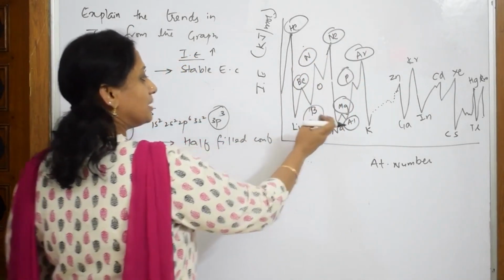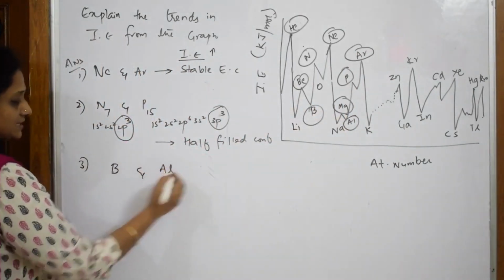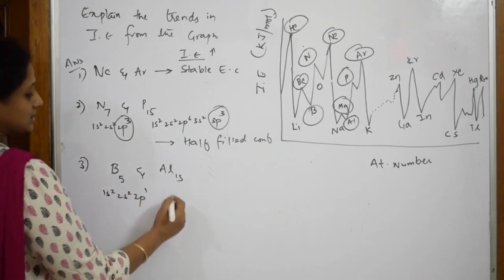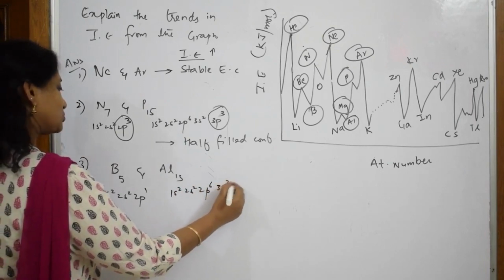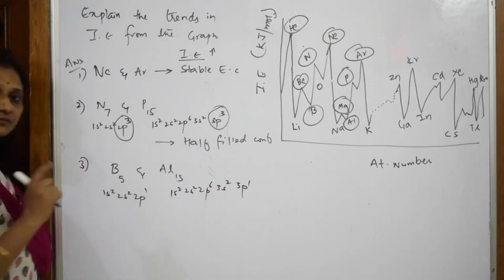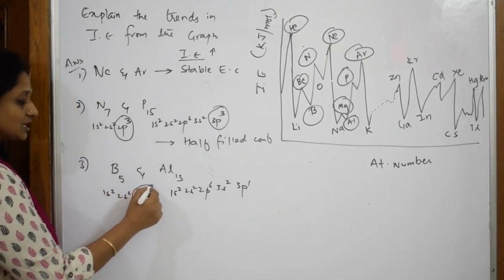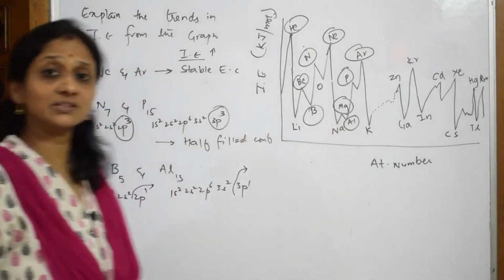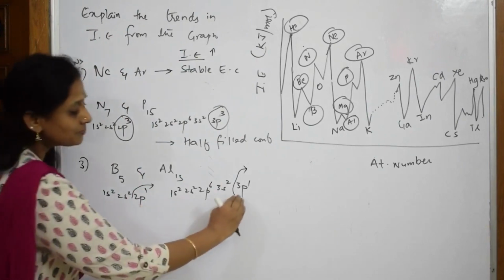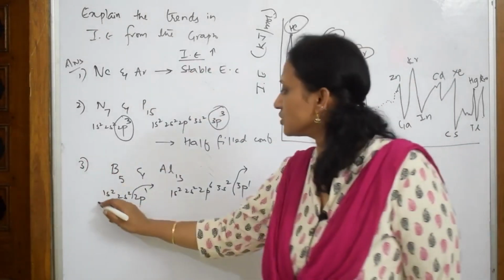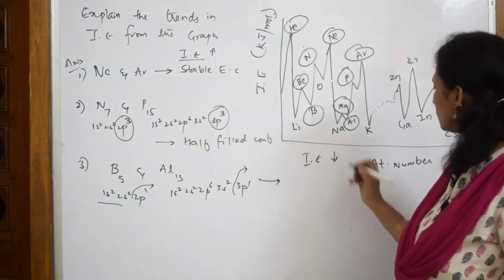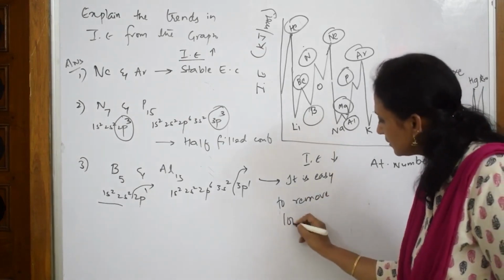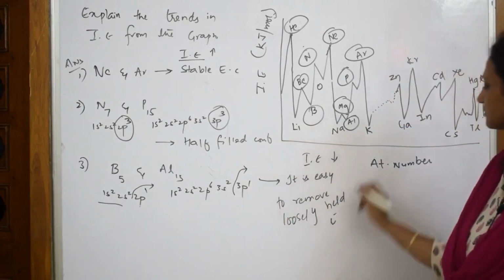Now let us come back to boron and aluminium. Boron is 5 and aluminium is 13. Boron is 1s2, 2s2, 2p1. Aluminium is 1s2, 2s2, 2p6, 3s2, 3p1. Now what happened? If I'm using the first ionization enthalpy, I'm taking out this electron here, and here also I'm taking this electron. Ionization enthalpy values are lower in these. Easily I can take out this loosely held electron, and the leftover is a stable configuration, not a problem. So why is this ionization value low? It is low because it is easy to remove a loosely held electron. That is the concept.